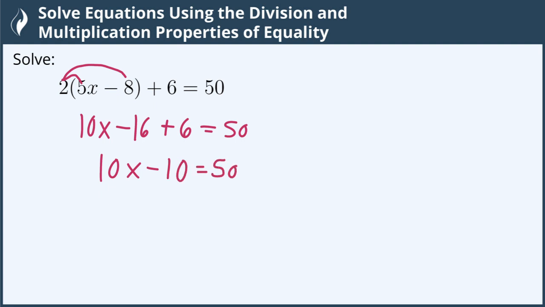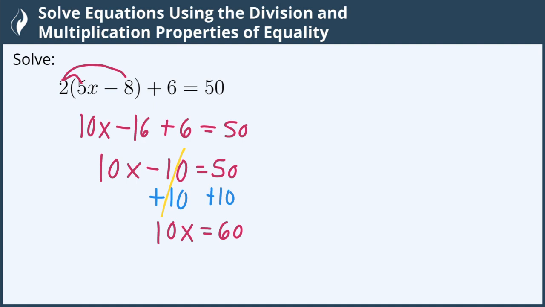To continue solving here, we always do subtraction or addition first, and then division or multiplication second when we start moving things from one side to the other. So we're going to get that minus 10 at the end of the left side over to the right-hand side. Because it's subtraction, we'll do the opposite, which is adding the 10 to both sides. So now, because that cancels, we're left with 10x equals 60.